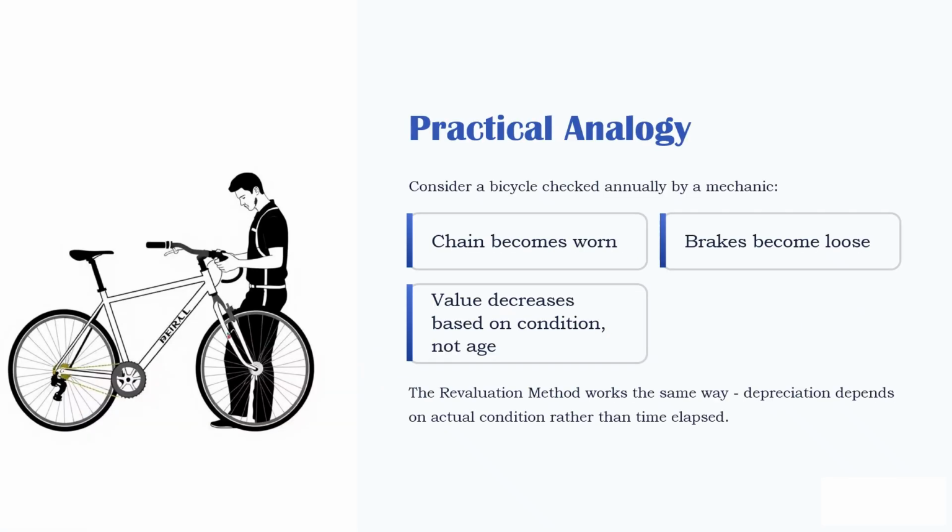Now, think of your bicycle. If a mechanic checks it every year, makita niya, mas daan na ang chain, mas luwag ang brake, so the value is now lower. The depreciation depends on condition, not the number of years. That's exactly how the revaluation method, or the appraisal method, works.